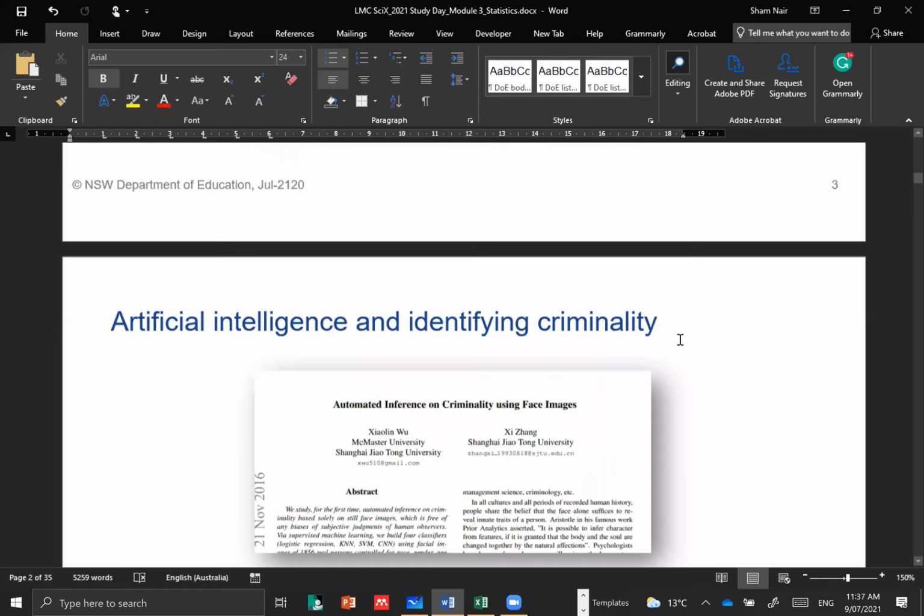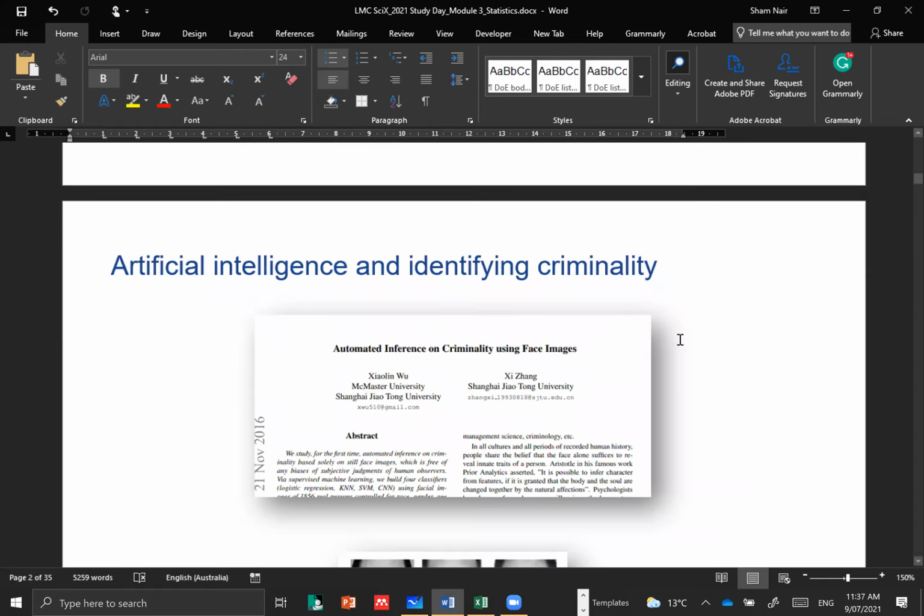Here's another example. This is an interesting one. This is research that was done by a group in China, and they're looking at developing computer algorithms or software which can identify potential criminal behavior.